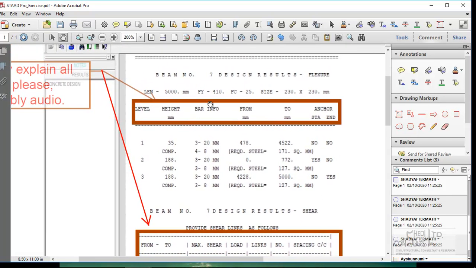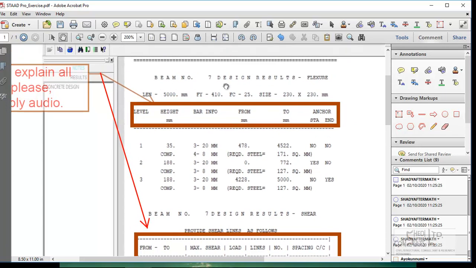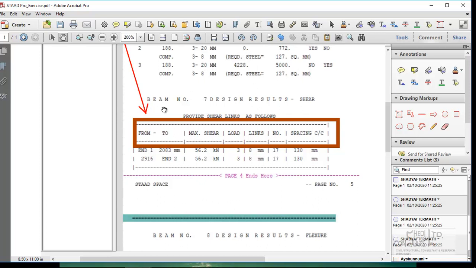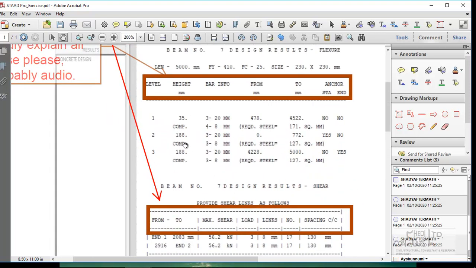So I believe you performed the analysis on a structure, a reinforced concrete design, and STAAD provided the design result for flexure. That is to say, the design result against flexural stresses induced by movement. And then STAAD provided the result against shear. So let me explain what you see on this table.